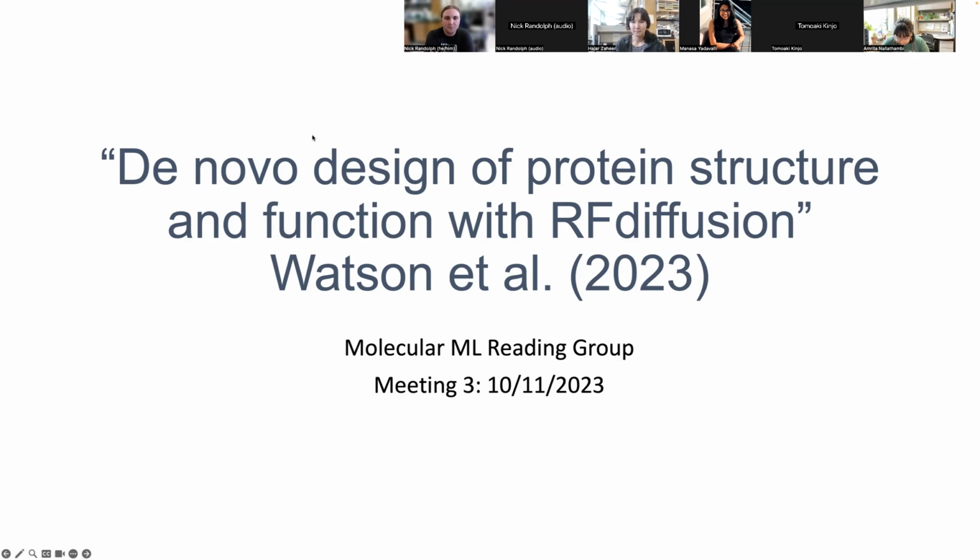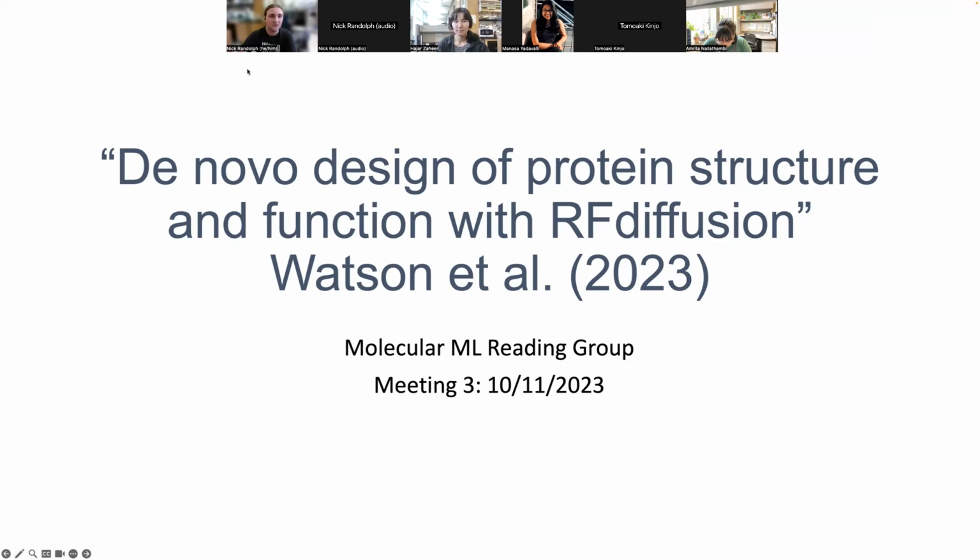ML. Today we're going to be talking about this really exciting paper coming from the Baker Lab about RF diffusion, and I'm sure many of you have heard of this, or at least the network that it was built on, RoseTTAFold. But we'll be getting into the specifics of this network as well as how it was trained and some of the extensions that have been applied to it.